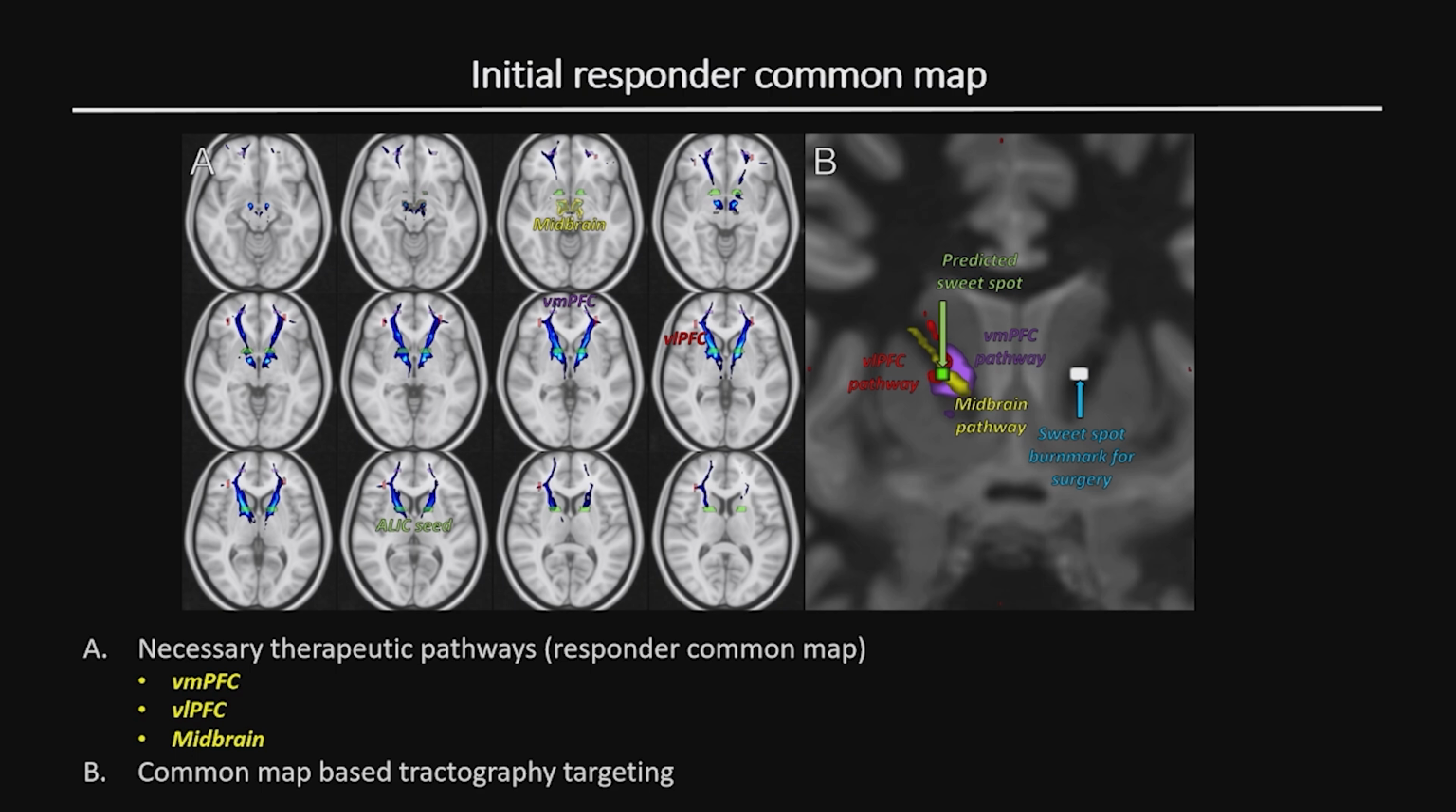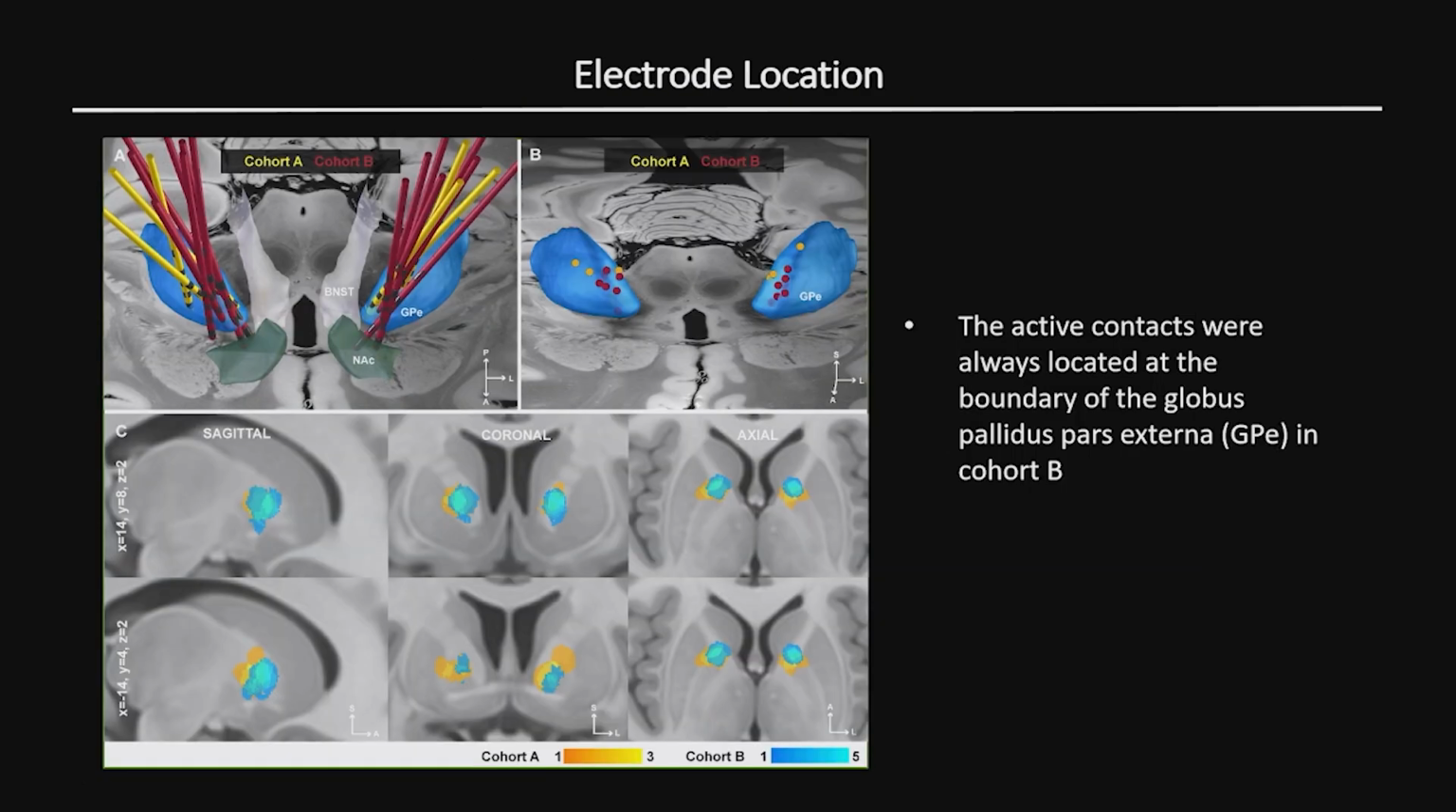We did this for the next 7 patients. Here is the electrode location of the initial cohort in yellow, and red is the new cohort we tested. The new cohort's result is a little bit more medial, and they really end up together around the GPe boundary area in the ALIC.